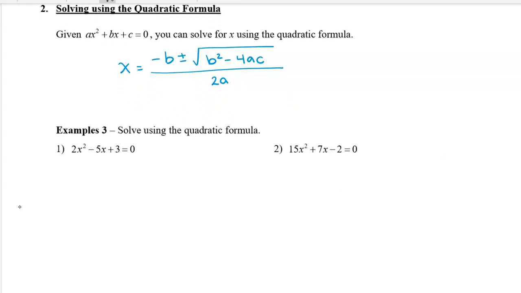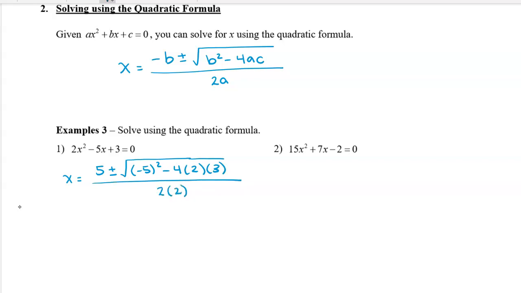So we have 2x squared minus 5x plus 3. We probably can factor, but I'm going to show you how to solve this using the quadratic formula. So I have x equals, and so it's negative b, so it's going to be negative 5, so it'll be plus 5 plus or minus square root, and it'll be negative 5 all squared minus 4 times 2 times 3. And all of this is divided by 2 times a, which is 2 times 2.